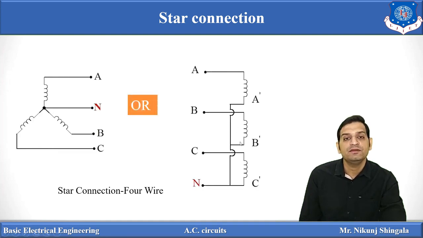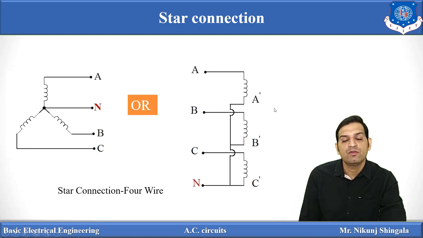So here you can see three windings which are connected in star. The starting ends or finish ends can be connected together, and the common point is nothing but the neutral point. So this is the star connection, a four-wire system, because four wires are there. A, B and C are the remaining three ends, and these are nothing but the line conductors which are carried out for external connection.